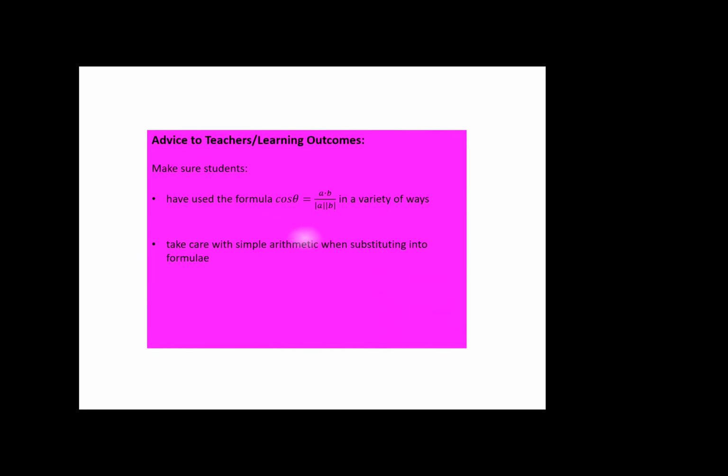So what sort of advice can you give around that? Well, definitely make sure students have used the formula cos theta equals the dot product divided by the product of the moduli in a variety of ways. I guess this sort of advice, take care with simple arithmetic when substituting into formula. Amazing number of students made that mistake of 0 times 1 equals 1, which affected their final answer.